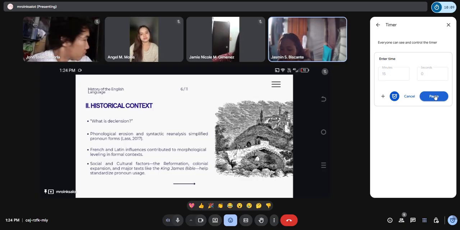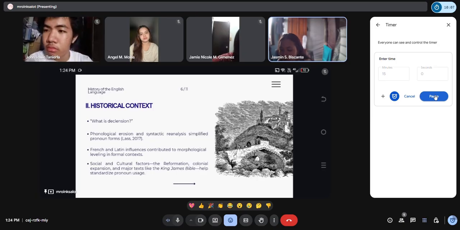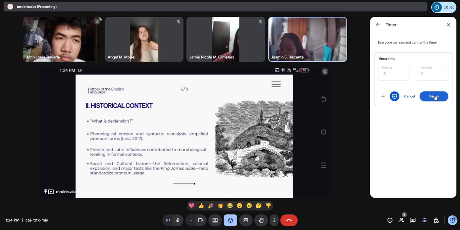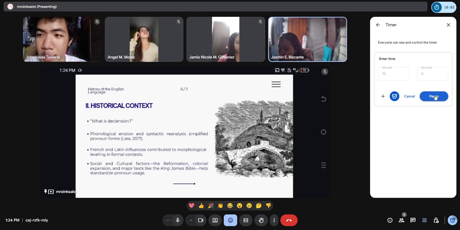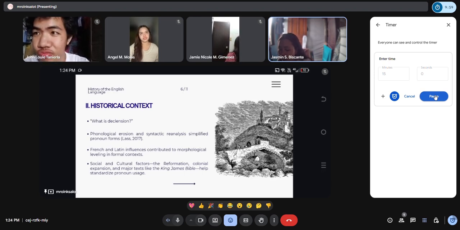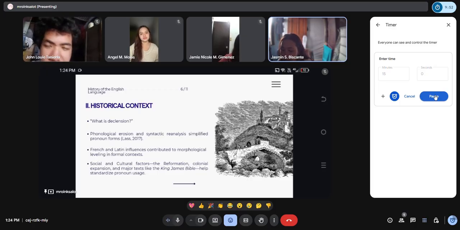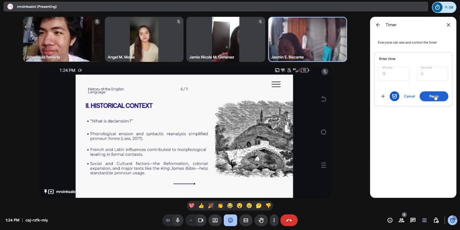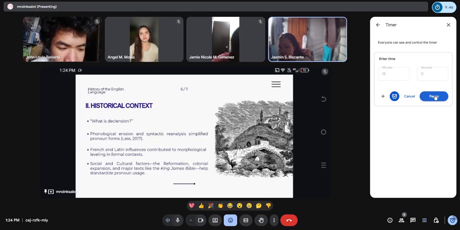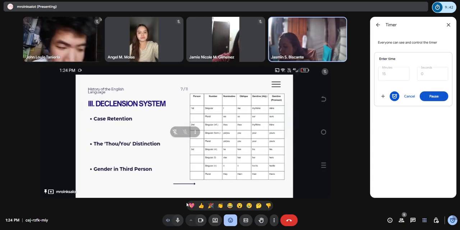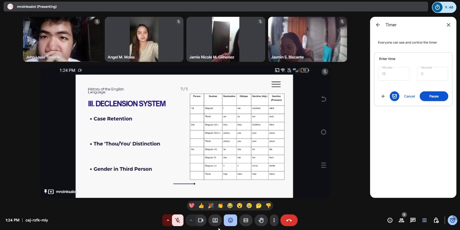Also, the influence of Norman French and Latin, especially in formal writing, helped level out some of the more complex pronoun forms. So, the history of pronoun declensions in early modern English is really about how English grammar became simpler and more standardized, reflecting both changes inside the language and the social forces shaping how people spoke and wrote. So, for the patterns and evolution, let's now hear from Miss Molas as she will concisely explain it.